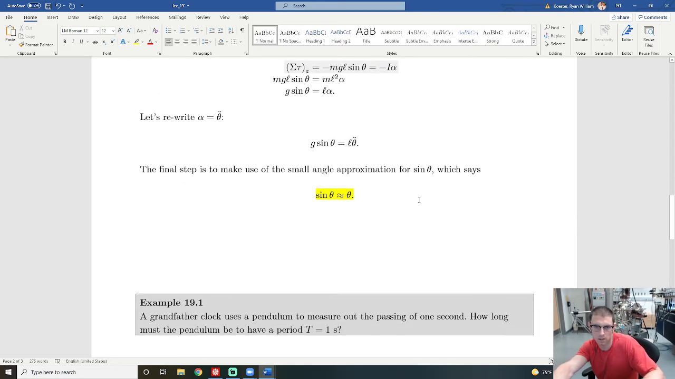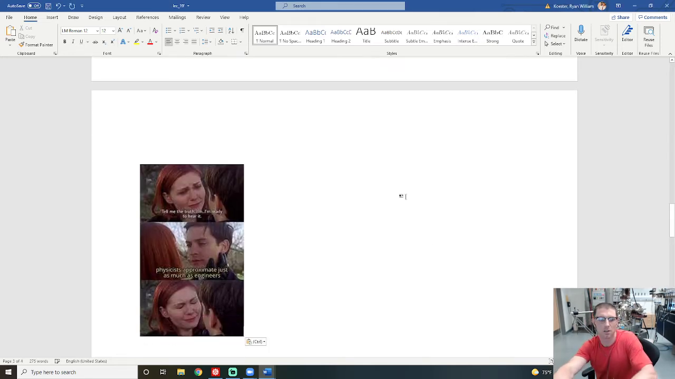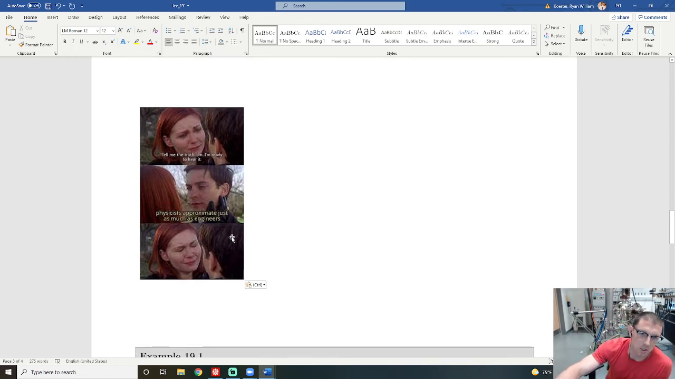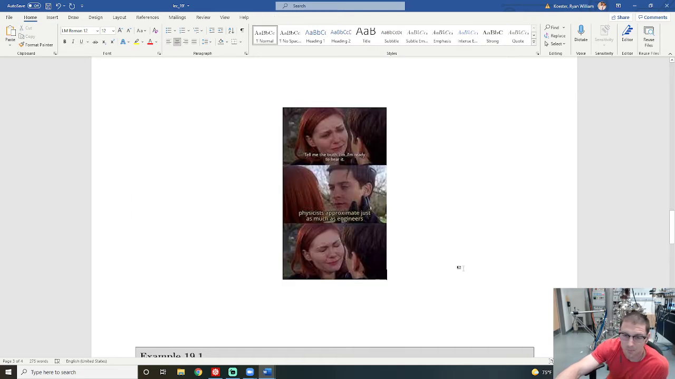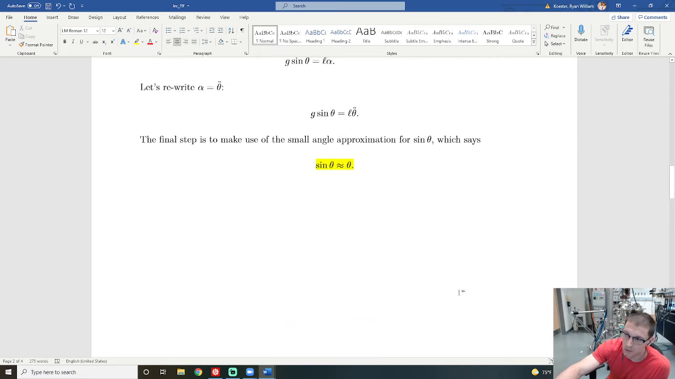Now, before we do anything else, I'm going to share a meme with you that I saw the other day. I thought it was pretty funny, and it's very appropriate for this. So Mary Jane is asking Peter Parker to tell her the truth, saying she's ready to hear it. And then he goes on to tell her that physicists approximate just as much as engineers. And she is quite visibly distraught. It's disturbing, but it's true.